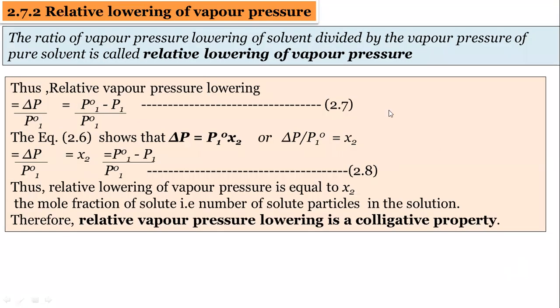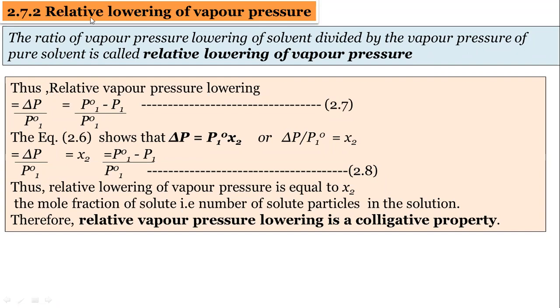equation. Then the next point is relative lowering of vapor pressure. Now you understand what is meant by lowering of vapor pressure, so relative lowering of vapor pressure we can easily understand. Lowering of vapor pressure is delta P, which is nothing but P01 minus P1. P01 is the vapor pressure of the pure solvent, and P1 is the vapor pressure of the solution containing a non-volatile solute. The P01 is always higher than the P1 because the non-volatile solute does not contribute to the vapor pressure.